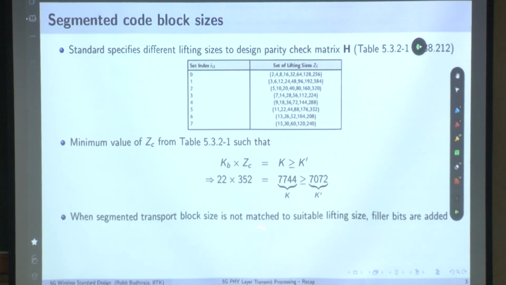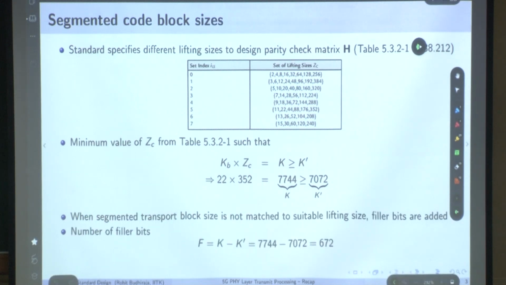Now what is the conclusion of this? When the segmented transport block size is not matched to a suitable lifting size, which is happening here, the segmented transport block is K' 7072, not matching with the lifting size, then filler bits are added. And what is the number of filler bits? K minus K', which is 672.